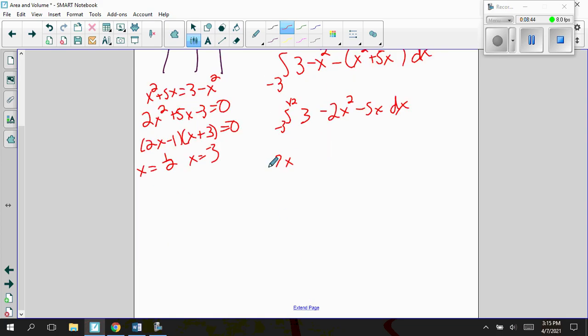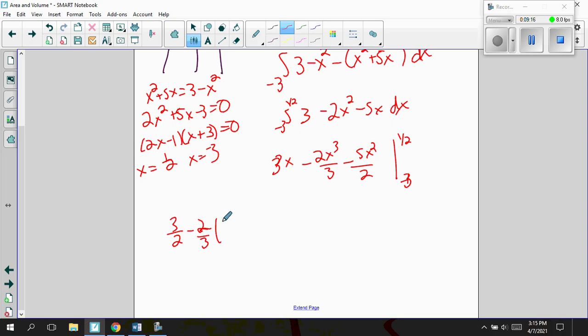Taking my antiderivative, this is a straightforward antiderivative, so power up: 3x minus 2x cubed over 3, and minus 5x squared over 2. And now I'm evaluating from -3 to a half. If this is a free response, you have to plug these numbers in, but you do not have to actually simplify. So this would be 3/2 minus, I'm just going to put the 2/3 out front here, and then I'd have a half cubed minus 5 halves. I can square that in my head if I want, so that's a 4th squared.